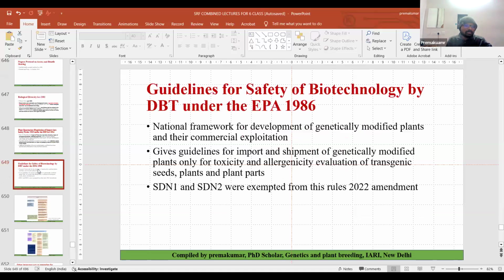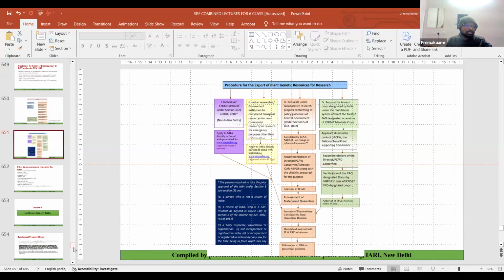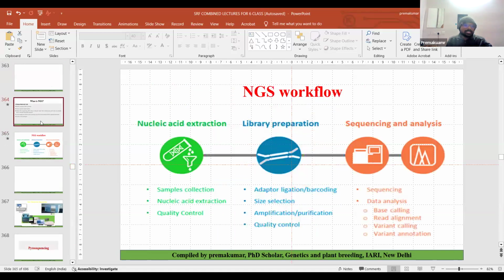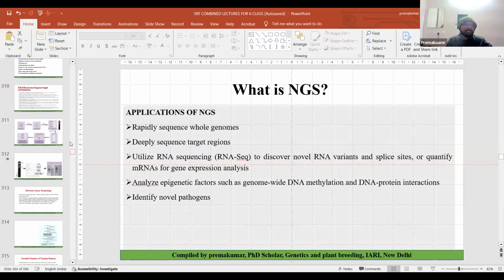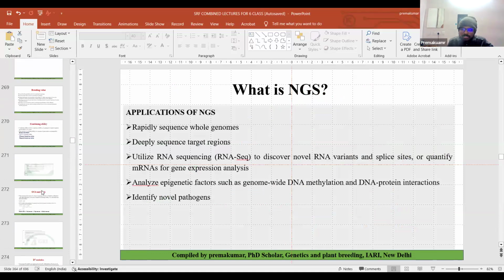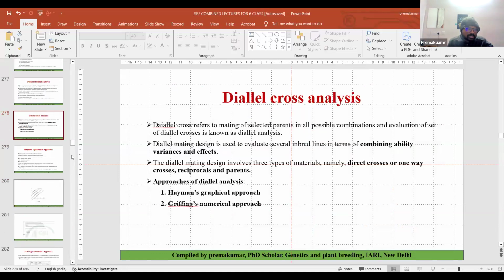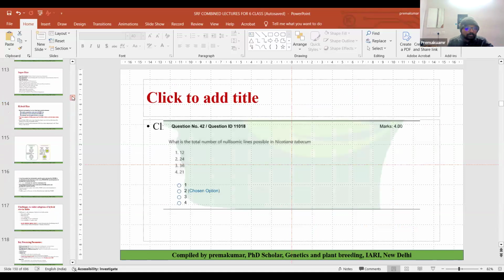Biotechnology, like what NGS is, all those things I will discuss in biotechnology. It's a kind of repetition, that's why I avoided it. I think I have another 2 or 3 minutes, so I will discuss some questions related to QTL mapping.